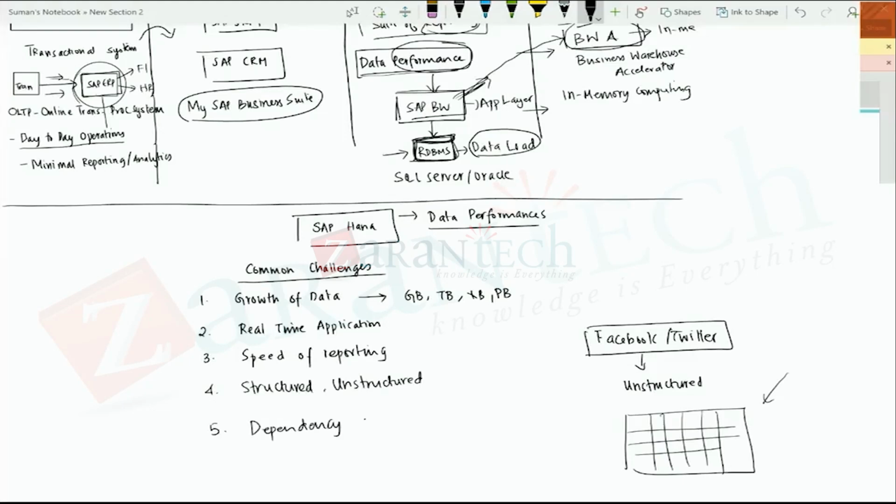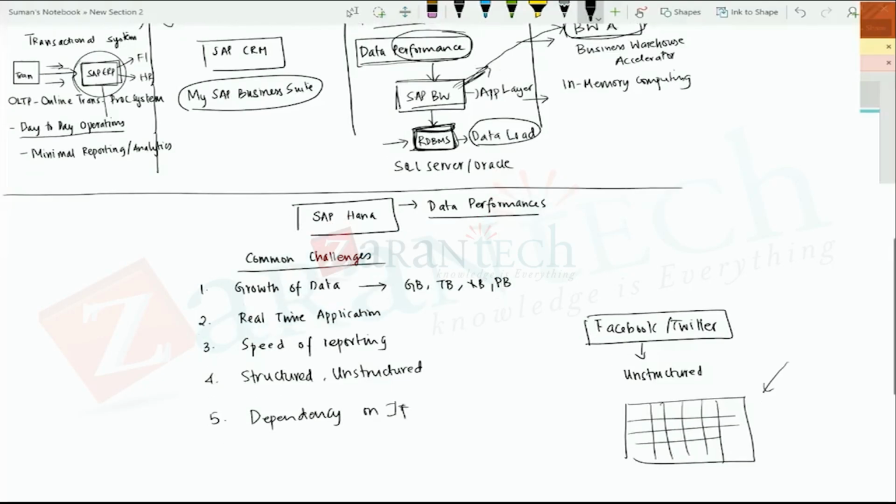So if you look at this, these are some of the common challenges that we are seeing on a day-to-day basis in the marketplace. In any organization, this is what is happening. So how do we handle this?